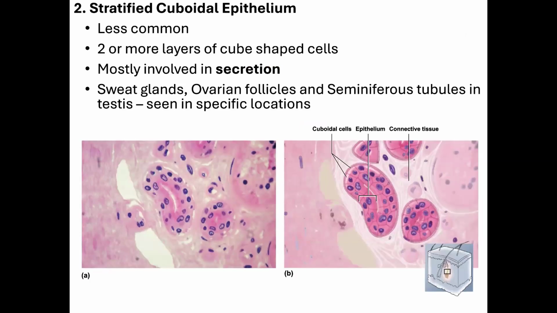Now let's look into stratified cuboidal. This is usually seen in the sweat glands, ovarian follicles, seminiferous tubules. It's seen in very specific locations. It's not very common. But you see two or more layers of cube-shaped cells.